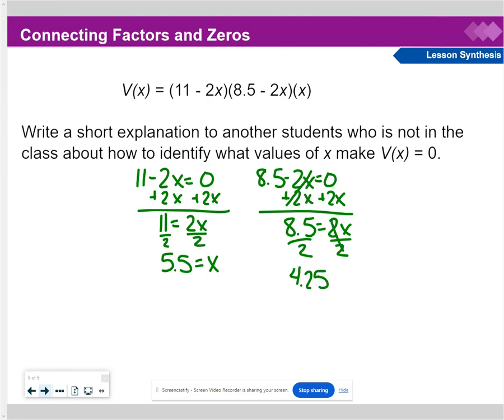And for the last one, x equals 0. Now remember, this is about the volume of the box. If the x is 0, if the height of the box is 0, it has no volume. It can't contain anything, right? If the x was equal to 5.5, that would make our length 0, no volume. Or if the width was 4.25, we would have no volume, right?